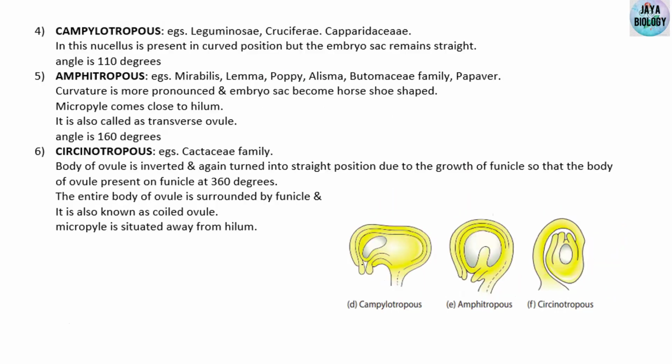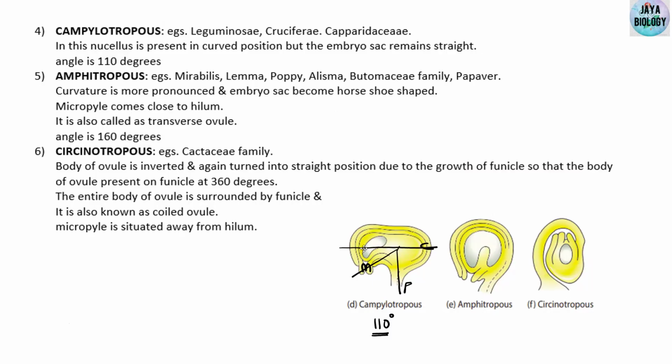See next. In this case, focus on the diagram. See, this is micropyle and chalaza. Chalaza is not in a straight line with the micropyle, and funicle is here. So the angle is rotated, not properly at 180 degree, but it is not 90 degree also. So the rotation is of 110 degree. We say campylotropous ovule, and it is shown by members of the families Leguminosae, Cruciferae, and Capparidaceae.